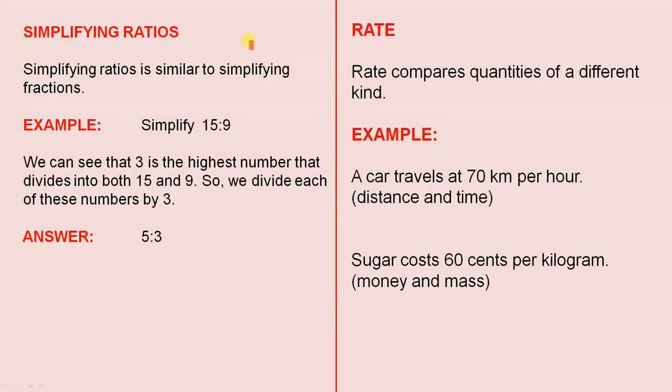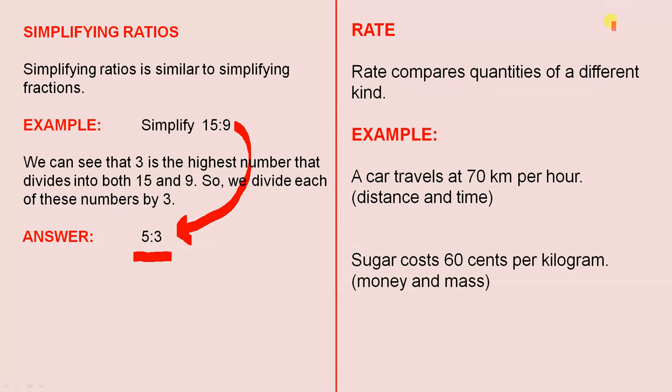Simplifying ratios. Simplifying ratios is similar to simplifying fractions. For example, if you have a ratio of 15:9 and we want to simplify it, this is what happens. We can see that 3 is the highest number that divides into both 15 and 9. So we divide each of these numbers by 3. 15 divided by 3 gives us 5. 9 divided by 3 gives us 3. So 15:9 is exactly the same as 5:3, but that has been simplified.